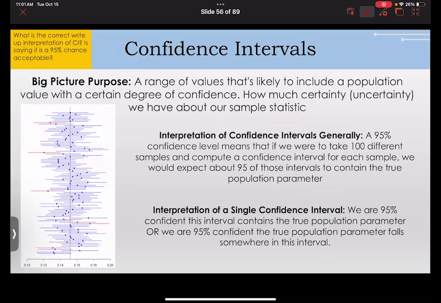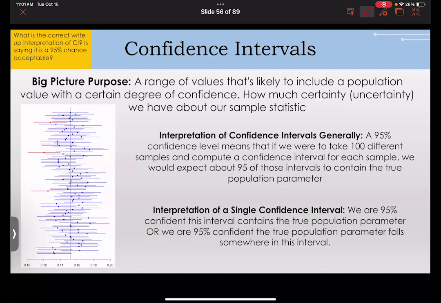How do we interpret confidence intervals? I'm going to show you 2 different pieces. One is how we interpret confidence intervals, all of them. And one is how we might interpret a single confidence interval, the one you get in your study.